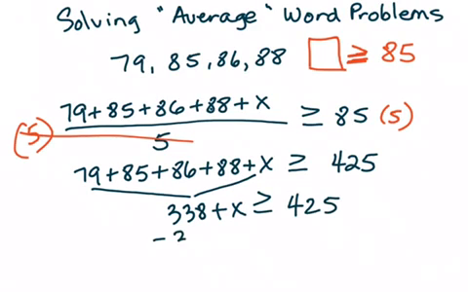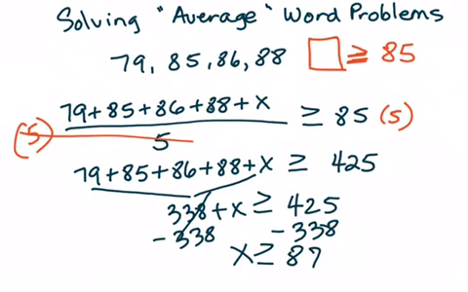And I subtract 338 on both sides. And x has to be greater than or equal to 87 in order for me to get an 85 average on my next test. So I have to get at least an 87 on the next test in order for me to get an 85 average.